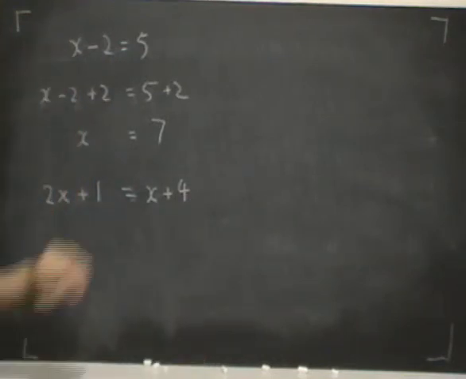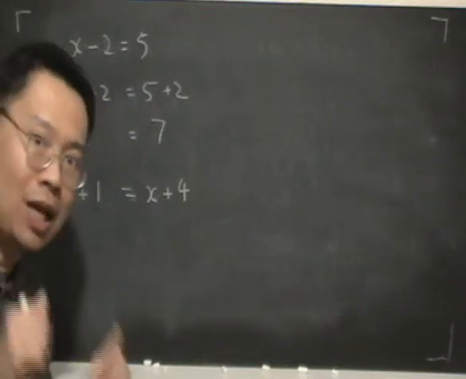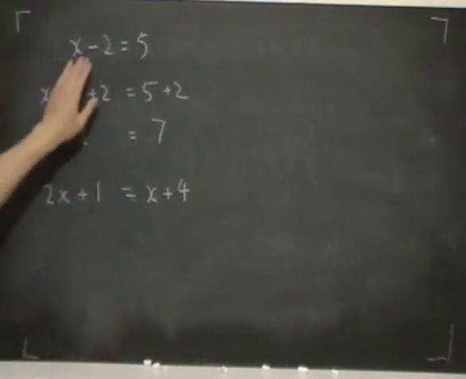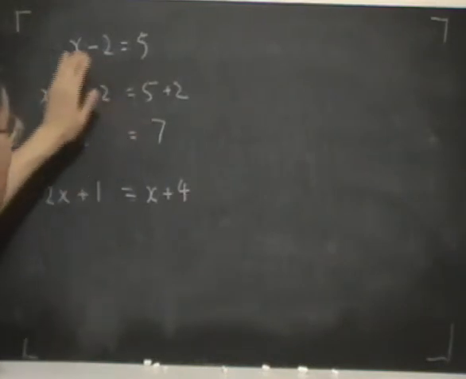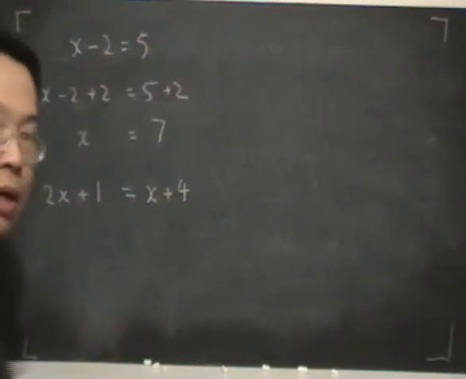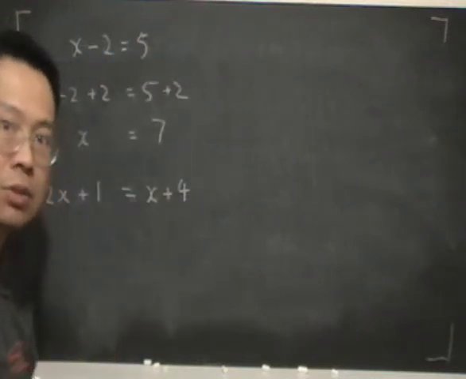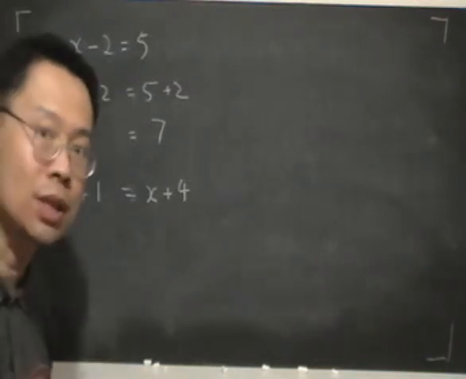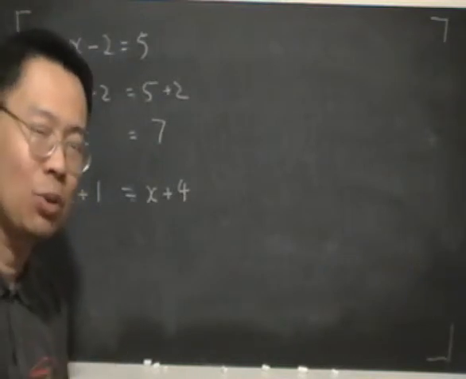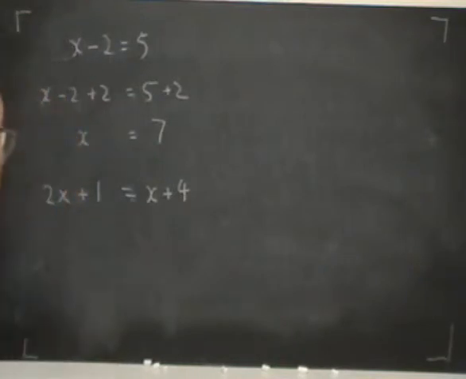Right, in the example just now, I only have x on one side, and it's quite easy to guess the answer. x minus 2 equals 5. You can guess that x is 7 because 7 minus 2 is 5. Now things are going to get a little bit more complicated. If we have x on both sides, it would be slightly more difficult to guess the answer. You could still try, of course.